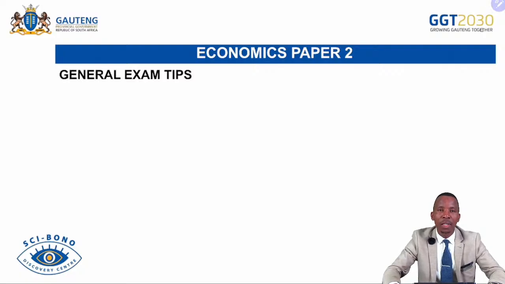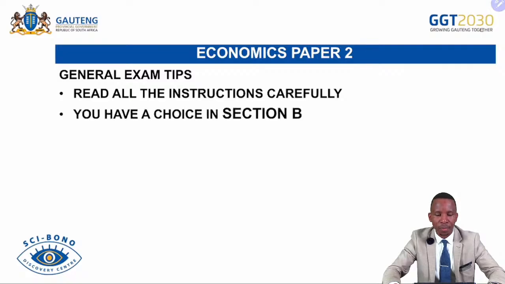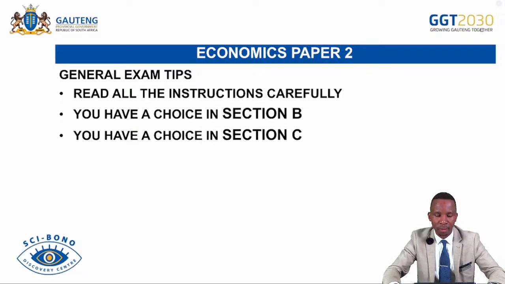Economics paper 2, general examination tips. What is it that you can do to ensure that you score more marks? You need to read instructions carefully with understanding before attempting to answer any question. You have a choice in section B. Remember, section B contains question 2, question 3, and question 4. In there, you have to write out of 80 marks. You choose 2 questions out of 3.